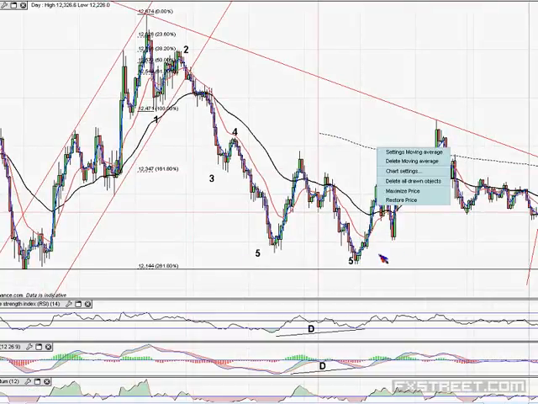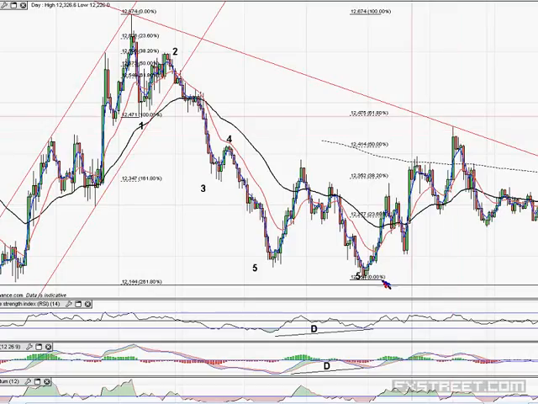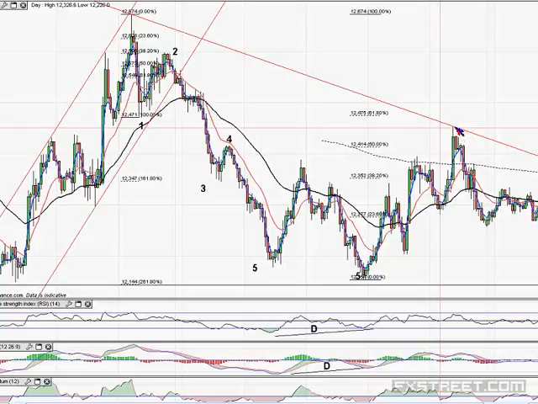We then had this move back up, choppy move back up, again using the fib to between 50 and 61.8%. So a good indication that we might get a reversal from that point.